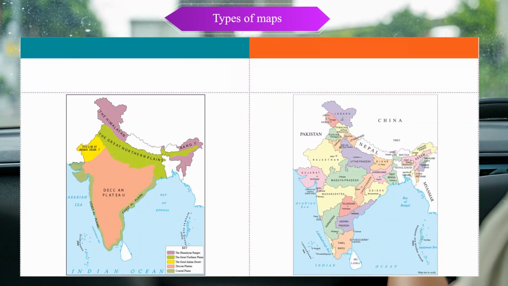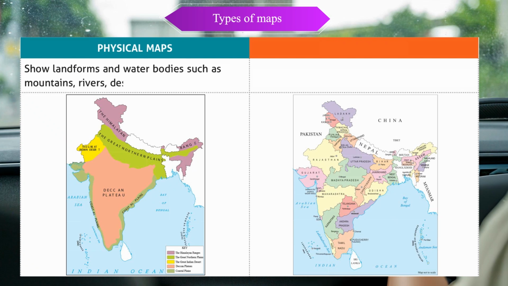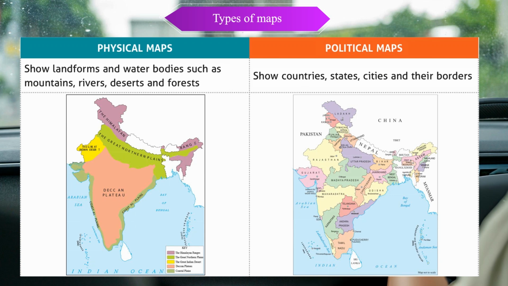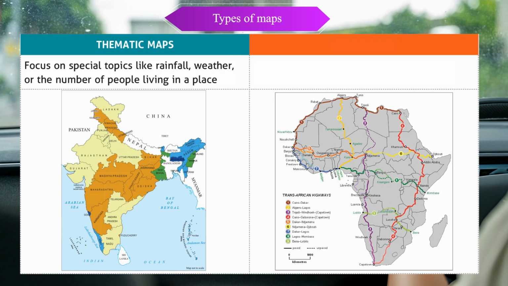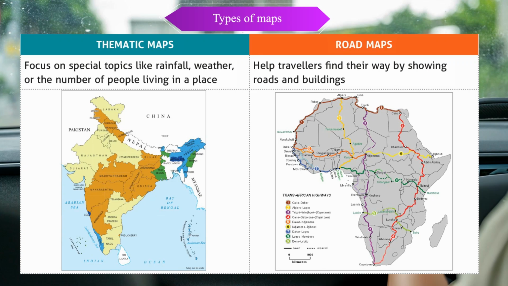Types of maps. Physical maps show landforms and water bodies such as mountains, rivers, deserts, and forests. Political maps show countries, states, cities, and their borders. Thematic maps focus on special topics like rainfall, weather, or the number of people living in a place. Road maps help travelers find their way by showing roads and buildings.